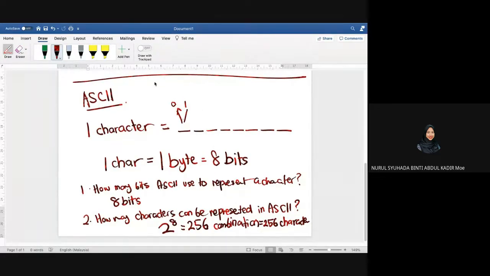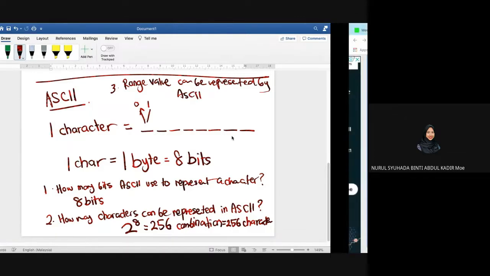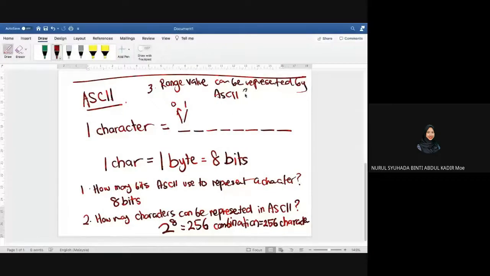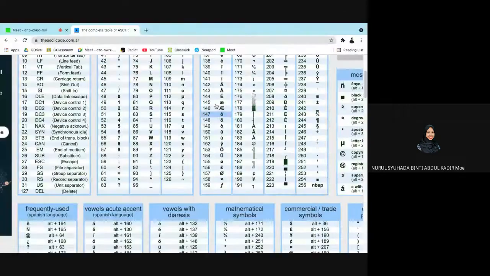Alright, kalaulah soalannya nombor 3 contoh kat sini, kalau dia tanya range value that can be represented by ASCII. So you tengok, range value, tengok ni, 0 sampai 255. 0 to 255. So maksudnya akan ada 256 karakter. Tapi range value dia adalah daripada 0 sehingga 255.